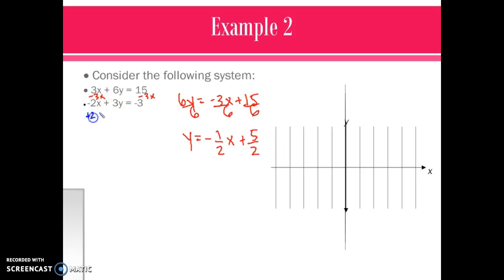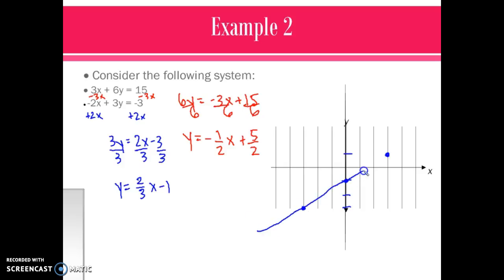And then for this one, I'm going to add 2x. So 3y equals 2x minus 3, and divide everything by 3. So y equals 2/3 x minus 1. So again, just because my y-intercept is nicer with the blue equation, I'm going to start with that. So I'm going to go down to negative 1, and up 2 over 3, or down 2, left 3. And we'll connect, and we'll see if that's enough points to see our intersection.